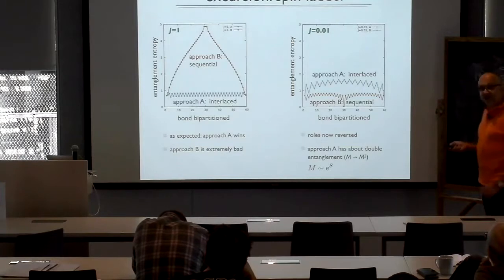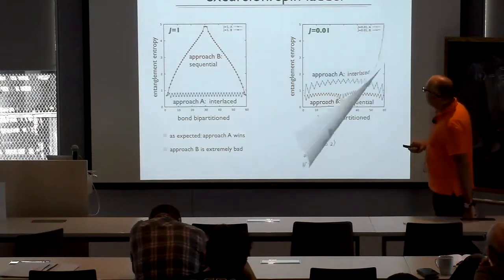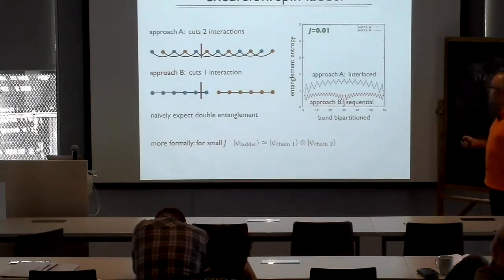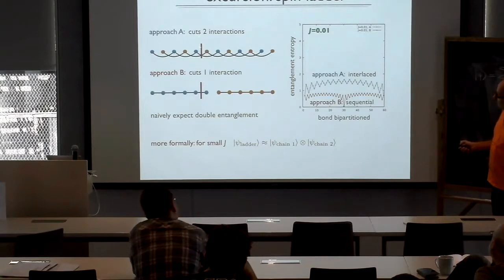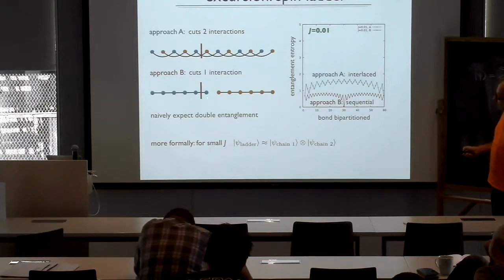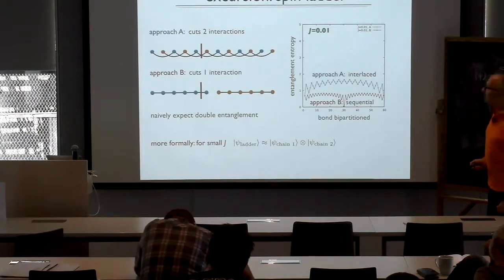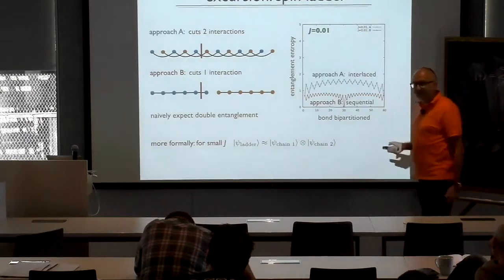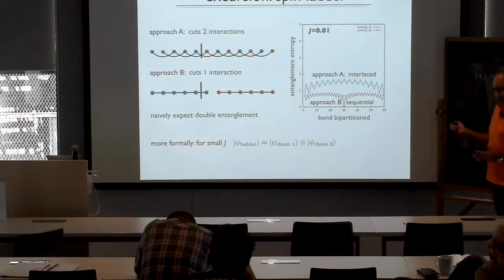So can we understand this in the simple picture of drawing lines? Yes, you can, because if the J is so small, you can as well assume it's not there. Then in the interlacing approach, you cut 2 interactions. In the sequential approach, all this long-range stuff has gone away. You cut 1 interaction. So naively, you say, well, then it's probably doubly entangled. Well, it's exactly what you get.